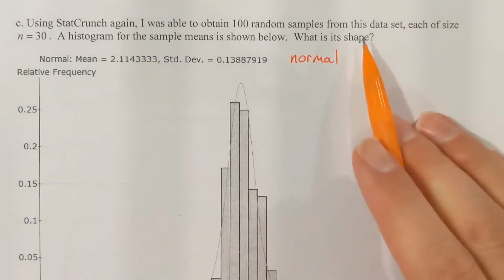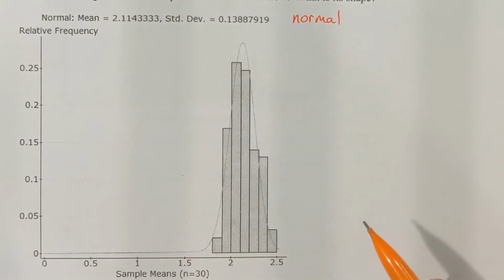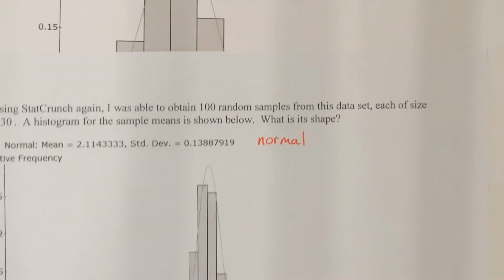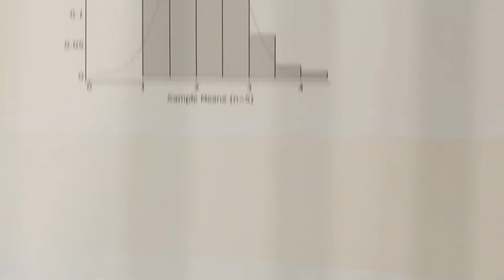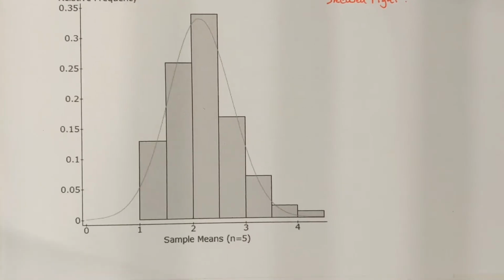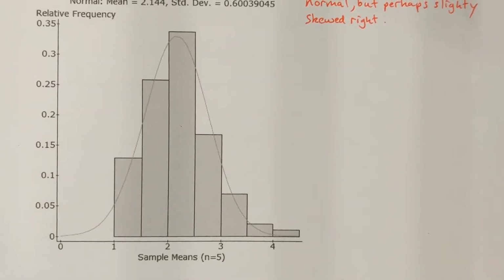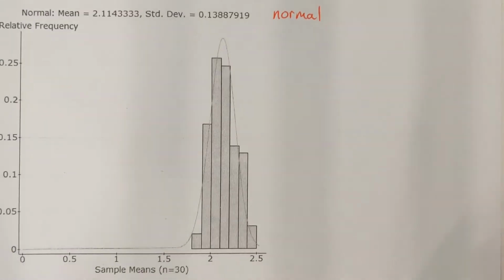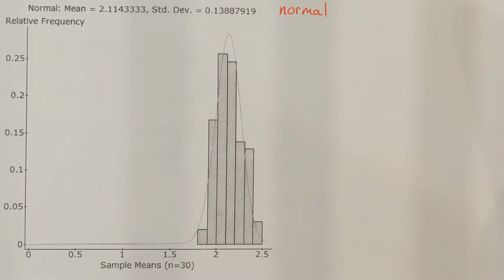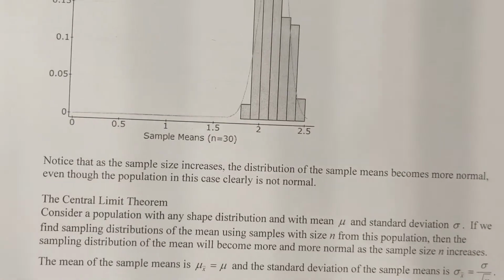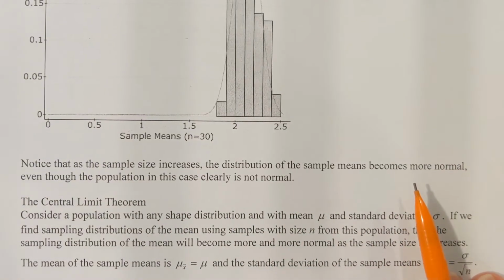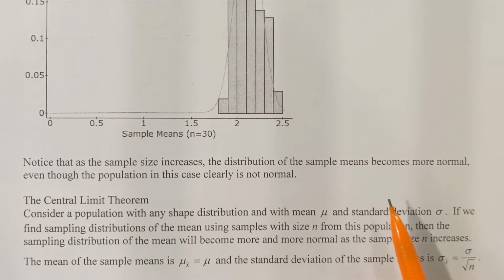Now, what is the shape? Well, it looks normal. Again, it's not perfect, but I think it's more normal than it was when I had selected samples of size n equal 5. Here's when the sample size was 5, here's when it was 30. It looks more bell-shaped here when n is 30 compared to when n is 5. Notice that as the sample size increases, the distribution of the sample means becomes more normal. Even though the population, in this case, clearly is not normal; we said it was skewed to the right.